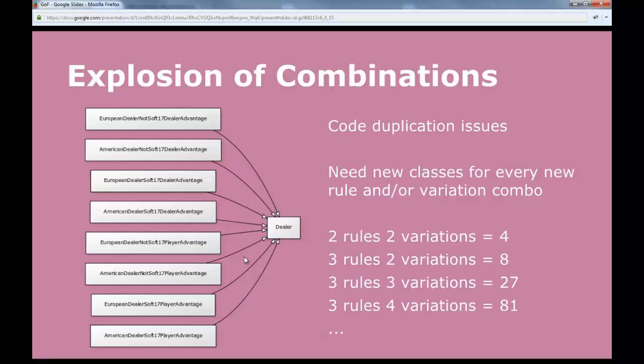So we will have a lot of new combinations. If we have 2 rules and 2 variations, we will need to implement 4 classes. If we have 3 types of rules with 2 variations, we would need to implement 8 combinations. If we imagine 3 types of rules with 3 variations, 27 subclasses, and if we have 4 variations, we will have 81 combinations. That's a lot of subclasses, and you can just imagine the code duplication issues between these, and trying to find the right one here is not that easy. So this is, of course, nothing that we want.